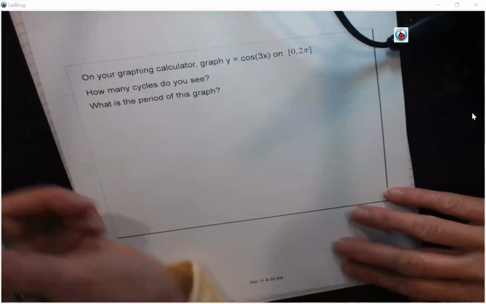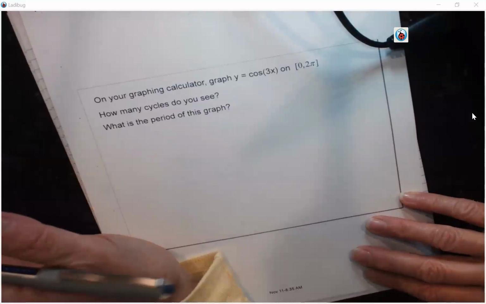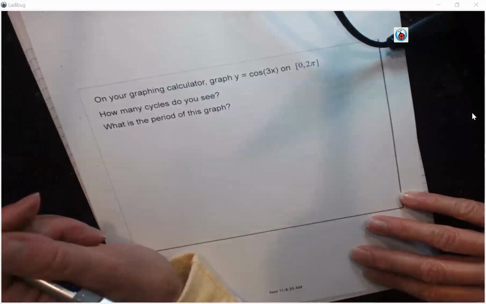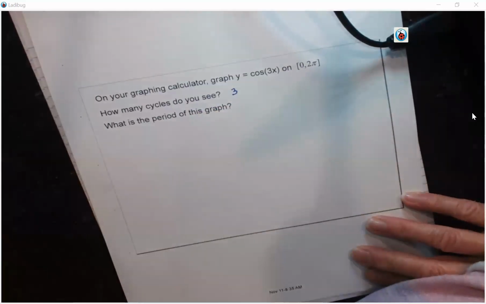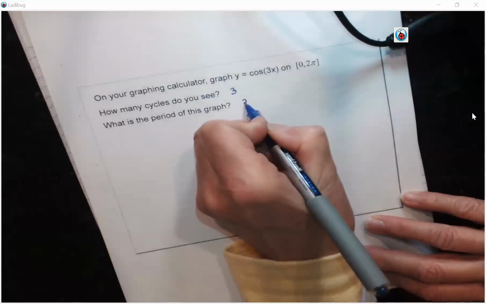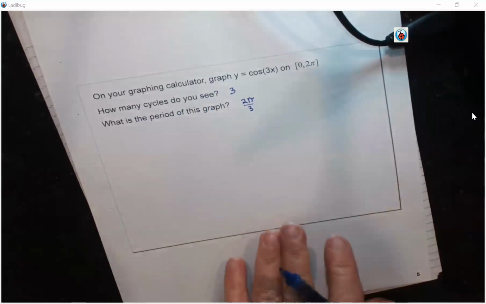We can do something like that with y equals cosine of 3x. Again, on that same interval, you don't have to change your viewing window, just change your equation. And if you take a look, you will see that there are 3 cycles over an interval of width 2 pi, right? So if it repeats 3 times over that interval, then the period for each cycle should be 2 pi over 3. Just divide that 2 pi into 3 equal pieces.